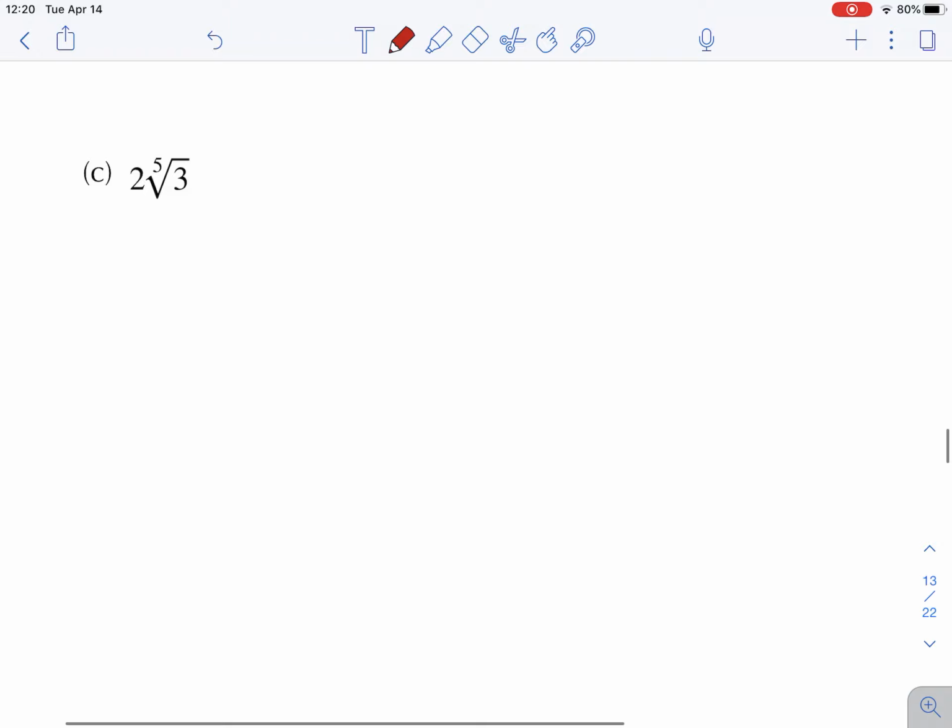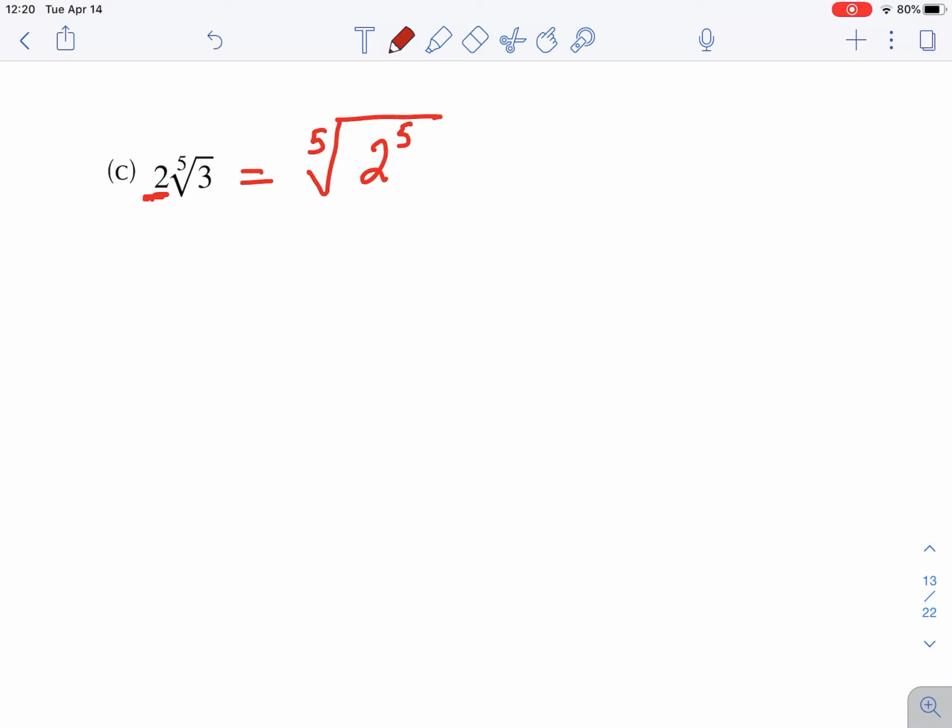Let's look at letter C. 2 times the fifth root of 3. All right, so make note of that index, fifth root. So the fifth root of what number will equal our 2? So this 2 becomes what? Well, it's going to be 2 to the power of 5. This is a simple way to figure out what this 2 becomes when we put it under a fifth root sign.